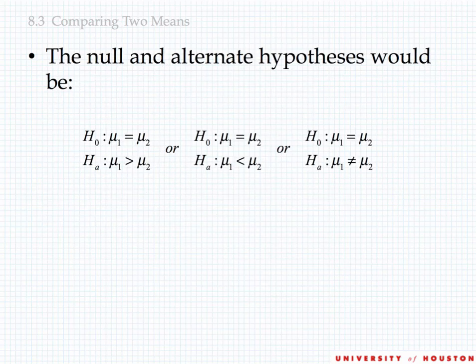The null and alternate hypothesis are comparisons between the two means. We need to identify which mean goes with which population. We usually designate them as group 1 and group 2 and use subscripts of 1 and 2 with our means. So our null and alternate will be one of these three exactly.